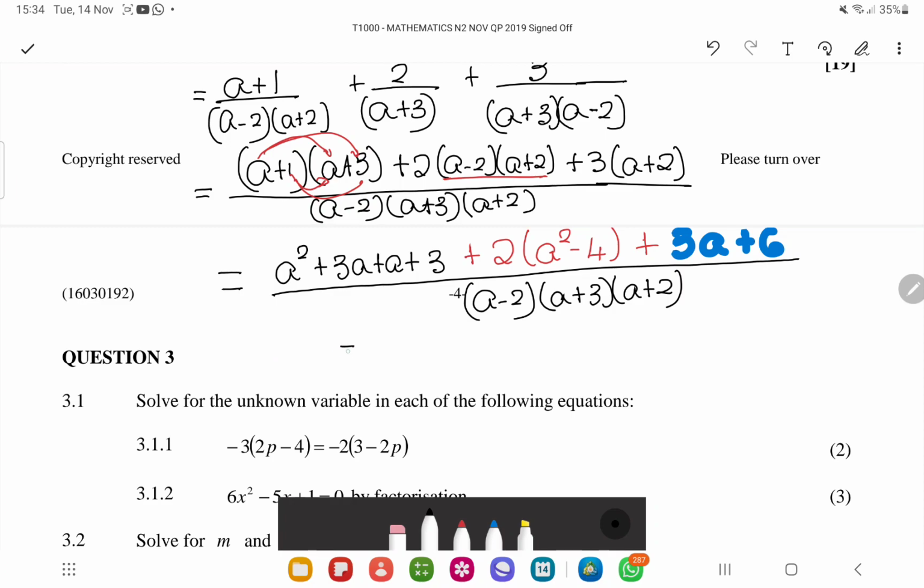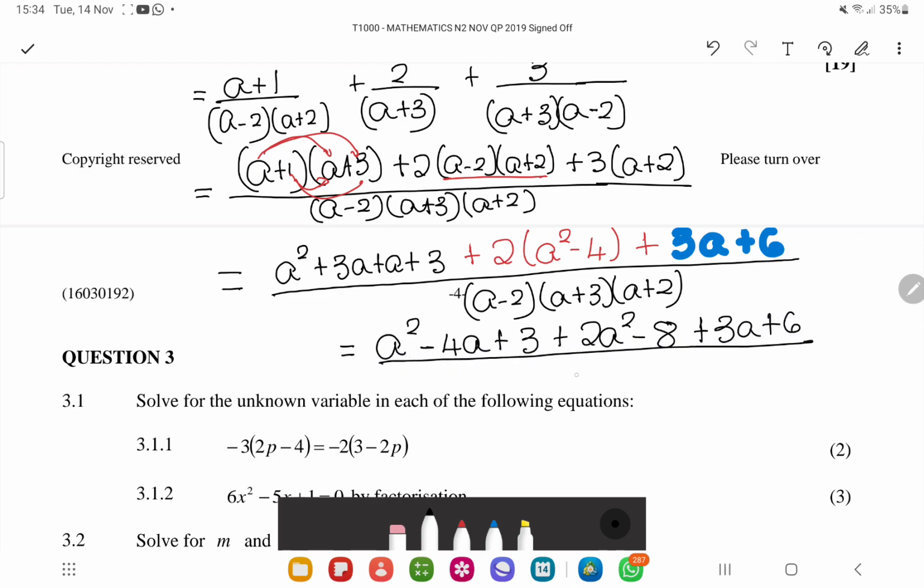Then from here, we are going to say, okay, it's fine. What are the like terms? So that will be a squared, then minus 4a, then plus 3, then plus 2a squared minus 8, then we are removing the bracket, plus 3a, then plus 6, then divided by the whole thing that we have, which is a minus 2, then a plus 3, then a plus 2. We are journeying somewhere. Then when we get to this stage, we are going to do what we call the like terms. The like terms, that is very, very important.